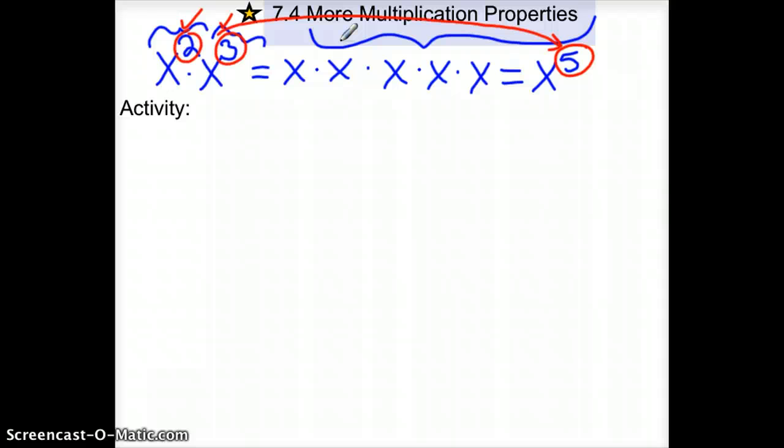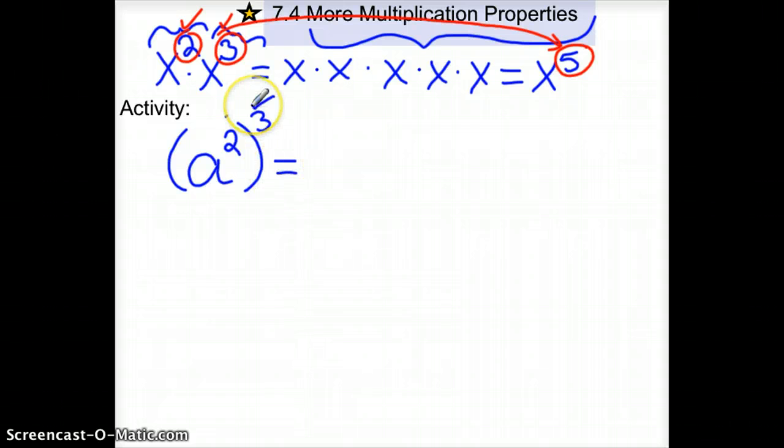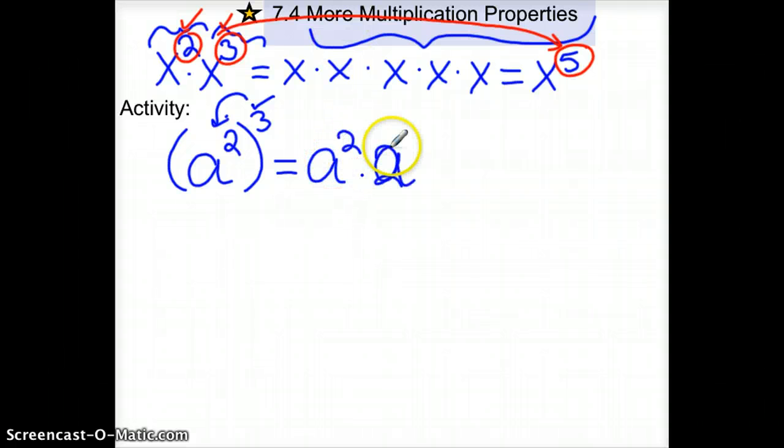Well, today we're going to talk a little bit about what happens if I have a power. Go ahead and write it down. I'm going to say maybe some number a, and maybe I'm squaring it, and then I'm cubing it. We call this power to a power because we've got a power to another power. We're going to write out what it means first. So this means I multiply this by itself 3 times. So I'd have a squared times a squared times a squared.